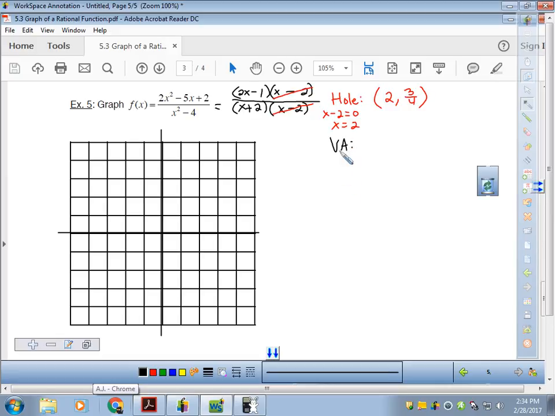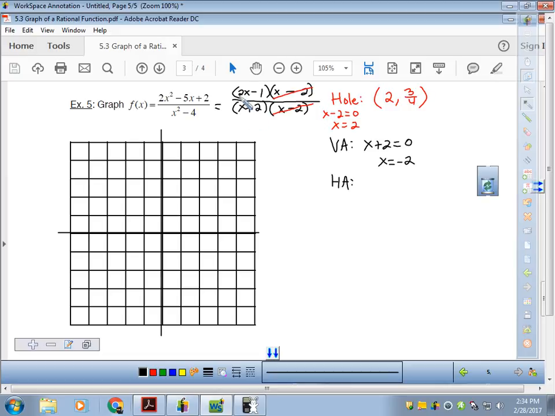Alright. Next thing is vertical asymptotes. Well, we only have one thing left on the bottom, so we're only going to have one vertical asymptote at x plus 2 equals 0, which means x equals negative 2. Horizontal asymptote. You can either do it based off the original, or you can base it off of the reduced one. I'm going to use the reduced one.